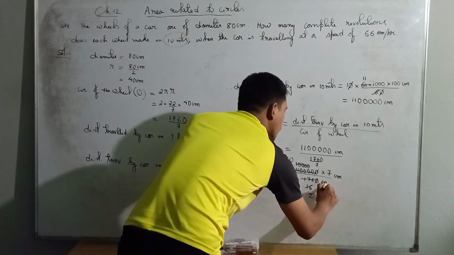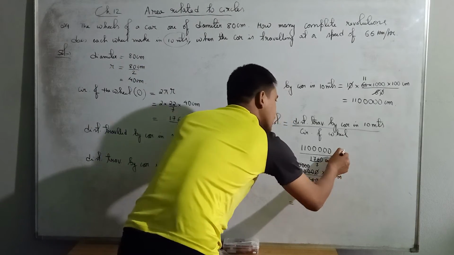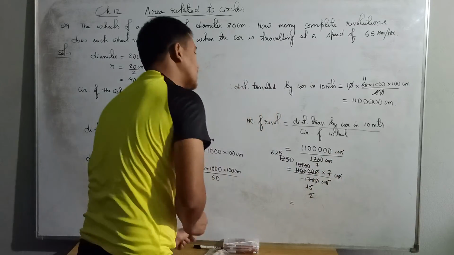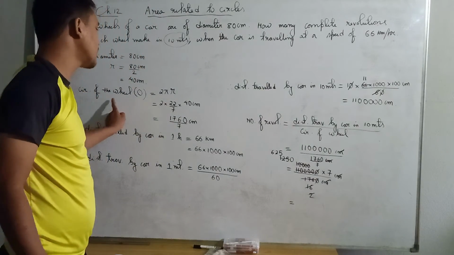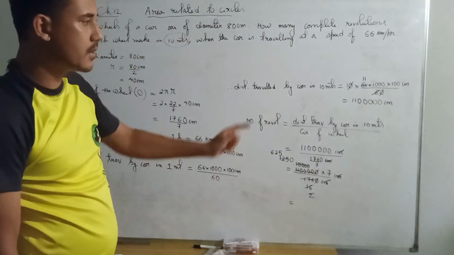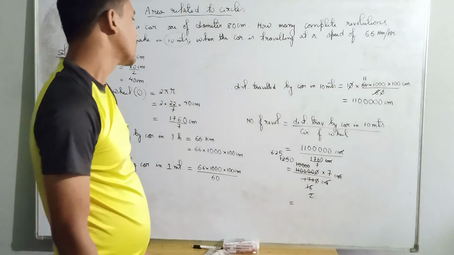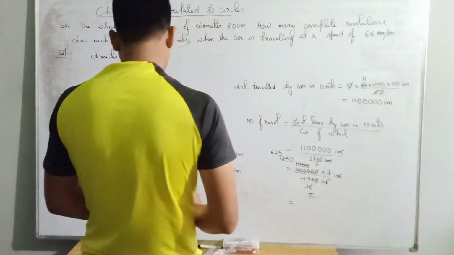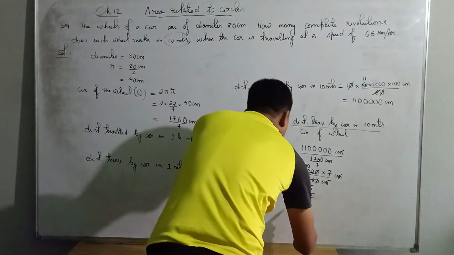Oh, here's centimeter. Okay, I forgot to write centimeter. Centimeter, centimeter cancels out, okay? Because circumference is also in centimeter, distance is also in centimeter. Centimeter, centimeter unit can be cancelled out. So 625 into 7 gives you 4375.